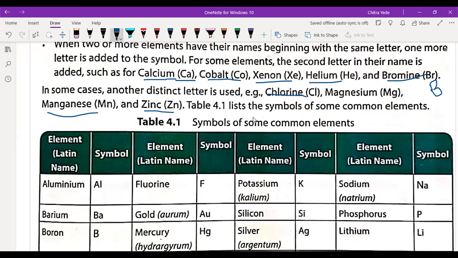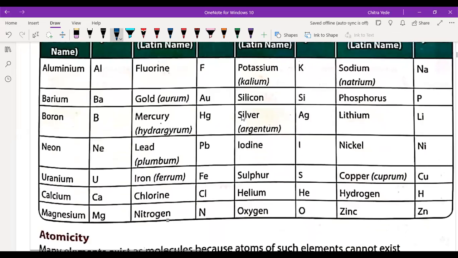So here we have the list of the elements. They are being represented with the help of the English alphabet. So we have aluminium, it is Al. Then barium, it is Ba, boron B, neon Ne, uranium U, calcium Ca, magnesium Mg. We have fluorine, it is F, gold, it is Au. So we are using Au for gold.